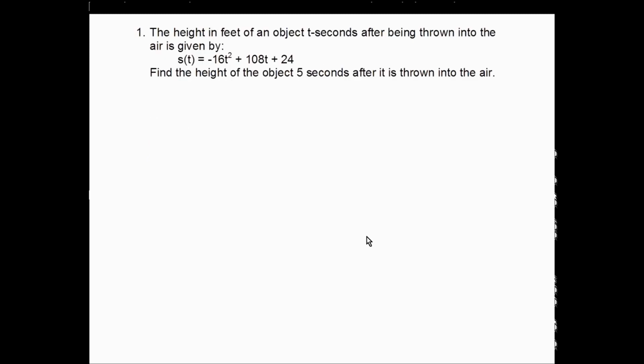Okay, let's look at our polynomial models. It's not the awful word problems that we've had before. Let's face it, we've had some hideous word problems. Number 1, the height in feet of an object, t seconds after being thrown into the air, is given by s(t) = -16t squared + 108t + 24. Find the height of the object 5 seconds after it is thrown into the air.